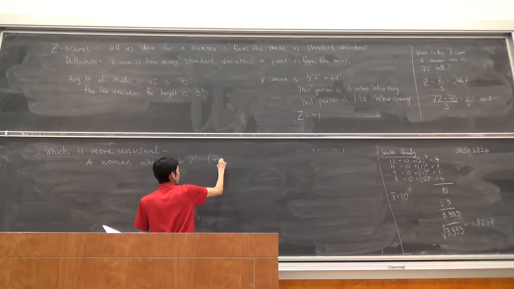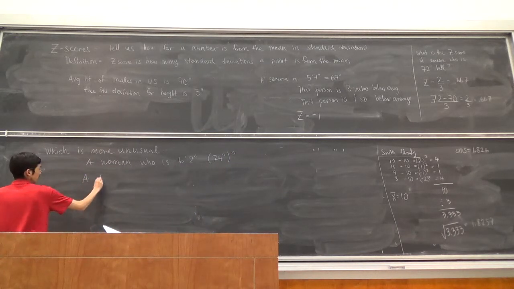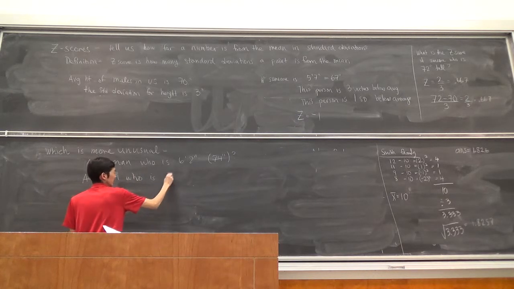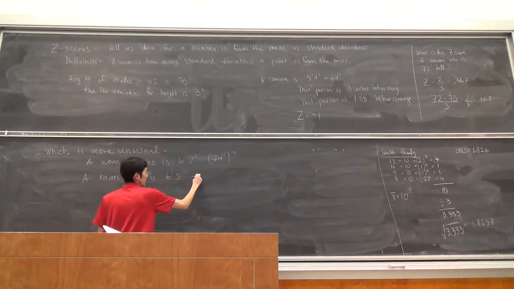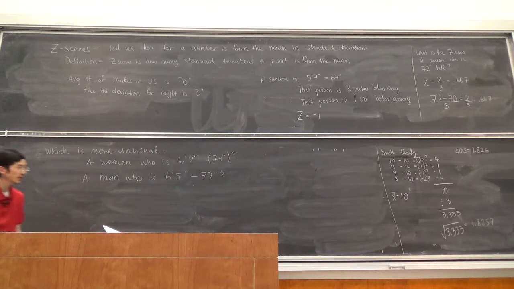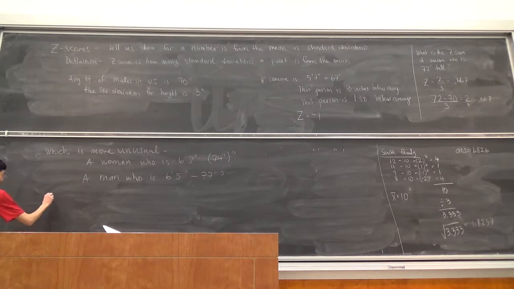So a woman who is 6'2" is 74 inches tall. For a man who is 6'5", 77 inches tall. So both are very tall people, but which one's more unusual? To answer this, we would need to know some information about women in general.